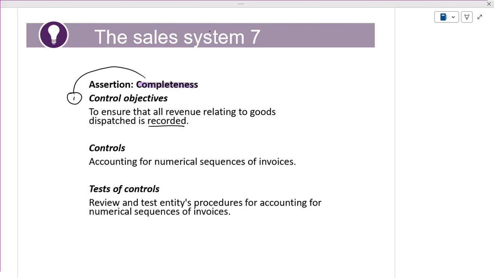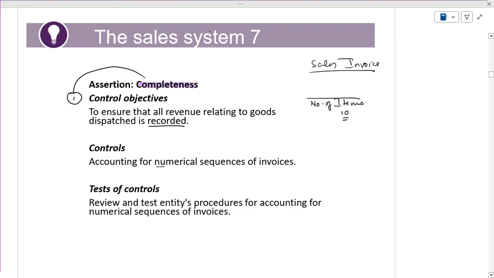We'll see what we are seeing. Make it a point: number of items. If you take the sales invoice, what will happen? At the bottom of the invoice, you will see number of items 10. That means we are recording all the revenue relating to the goods dispatched.